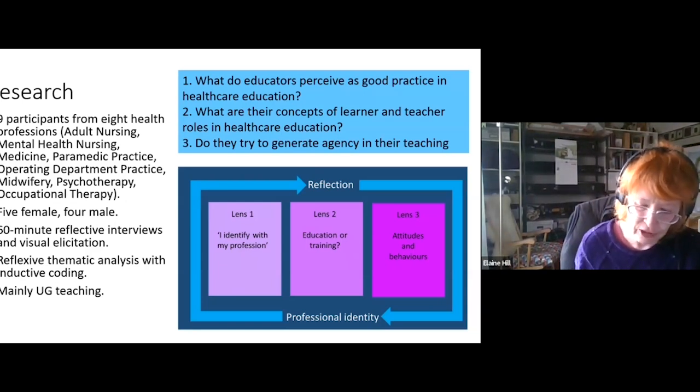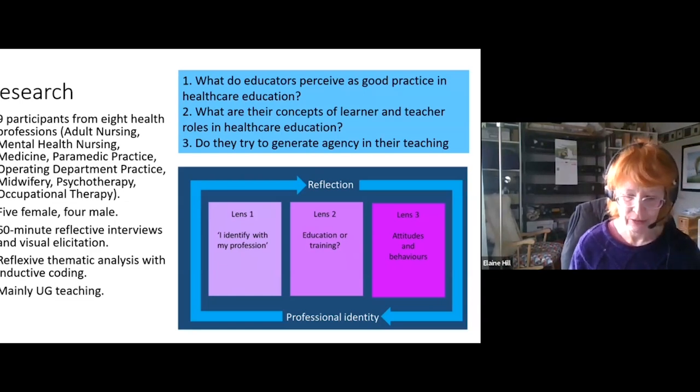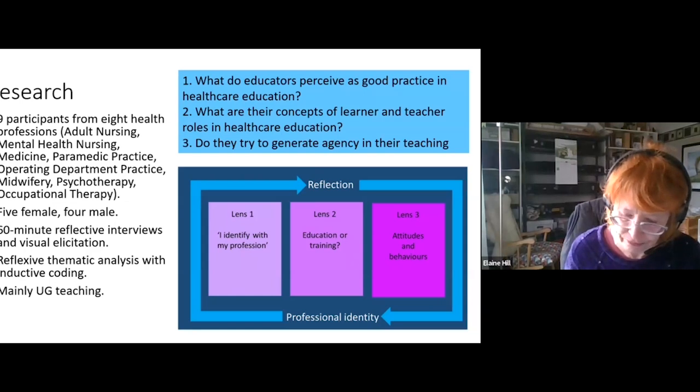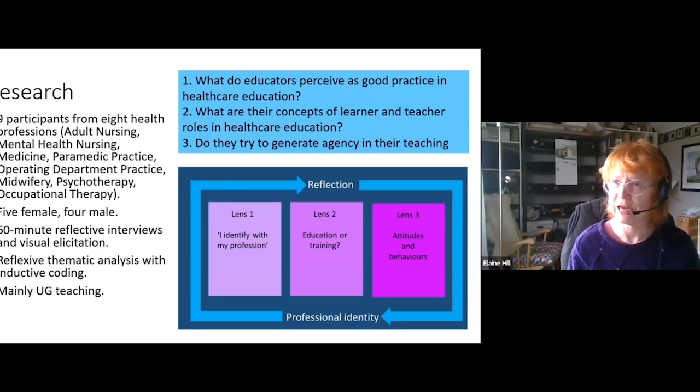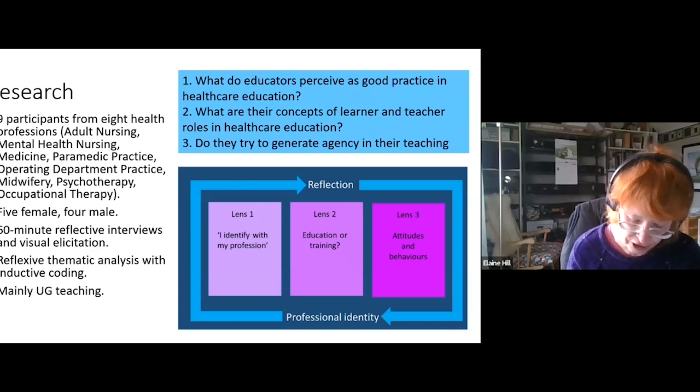There definitely was a lot that came out about them feeling themselves still to be healthcare professionals. They definitely questioned whether we were doing educational training with some aspects of health professions education. And there was a lot of discussion around attitudes and behaviours, both of the university, the students, and also some of their educational colleagues in practice or within the university.